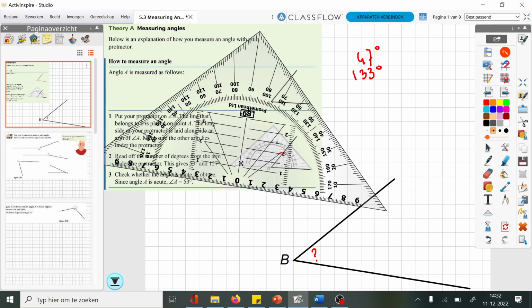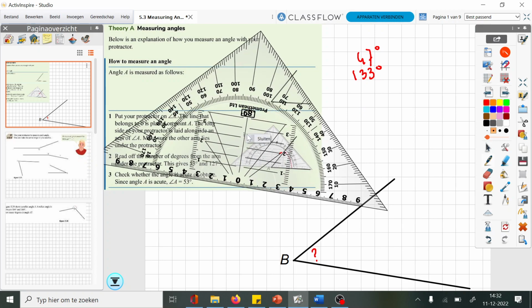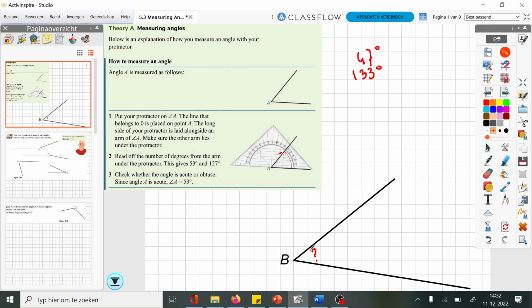And again, what you then should do is, let me delete this protractor, check whether this angle here is acute or obtuse. Is it a scherpe hoek or is it a stompe hoek? And again, it's very clear here that the angle I want to measure is an acute angle. And acute angles are always smaller than 90 degrees. So here that means that 133 is incorrect, and 47 is the correct answer. So how I would notate this is angle B equals 47 degrees. Okay.